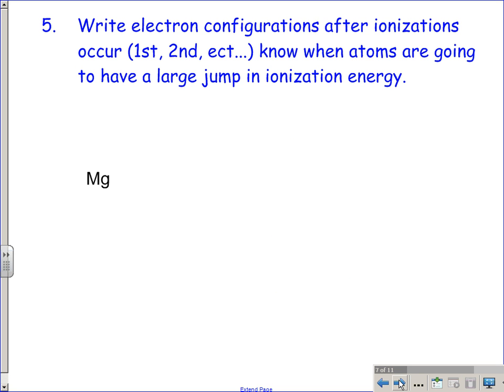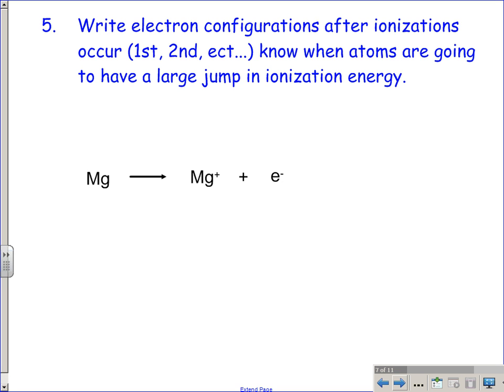Next, writing electron configurations after ionizations occur, and know what it means to have a large jump in ionization energy, and for a particular atom, where that's going to occur. So first off, writing electron configuration after ionization. Now remember, an ionization means to remove one electron. So what that would look like as a reaction for Mg would be Mg making Mg plus an electron. That would be the first ionization of magnesium.